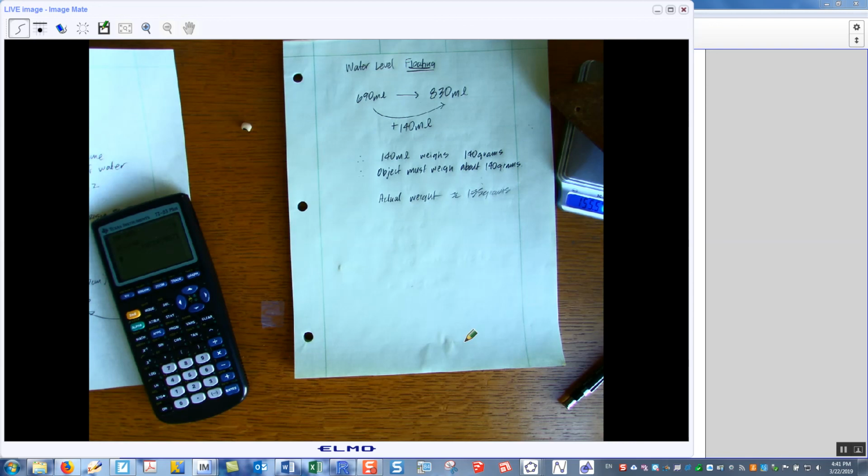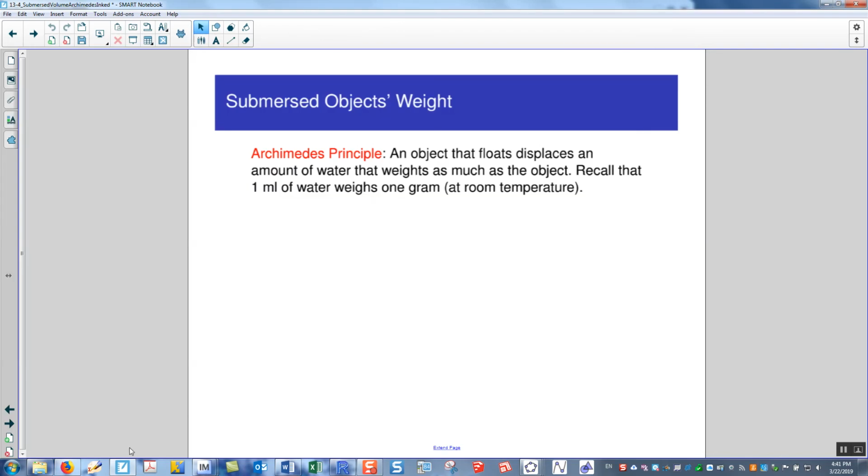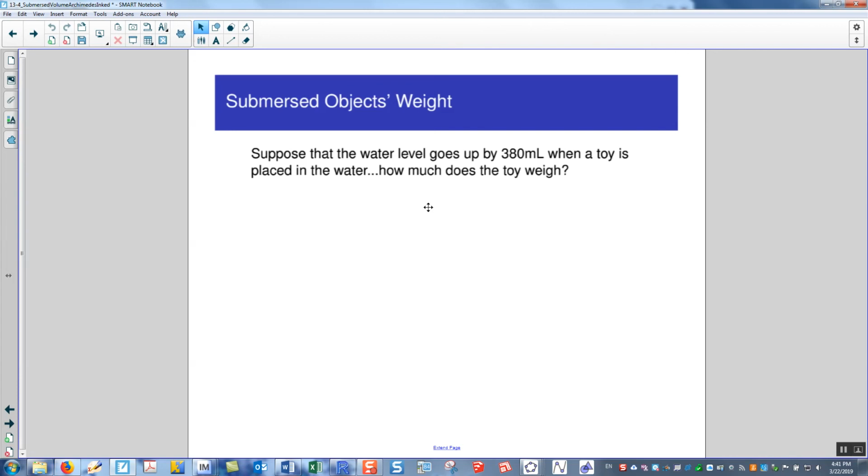And that's really it today. Maybe what we could do is think about one concept question, make sure. So suppose that the water level goes up by 380 milliliters when a toy is placed in the water. How much does the toy weigh? And I'll leave that one for you to ponder. And hope you've enjoyed the video and learned a little bit about volume and weight when objects are submersed in water.